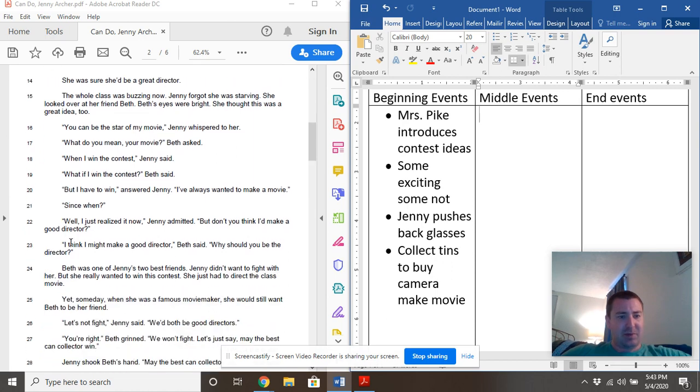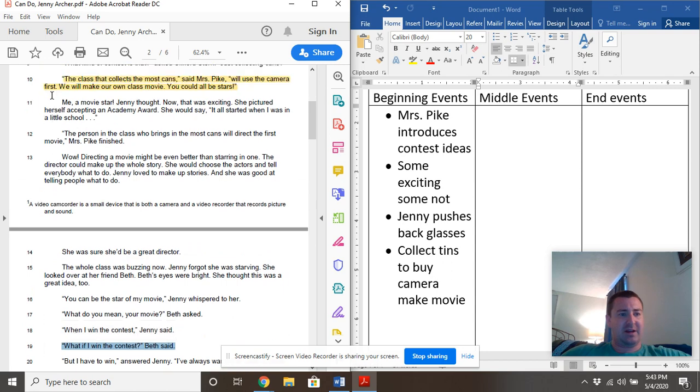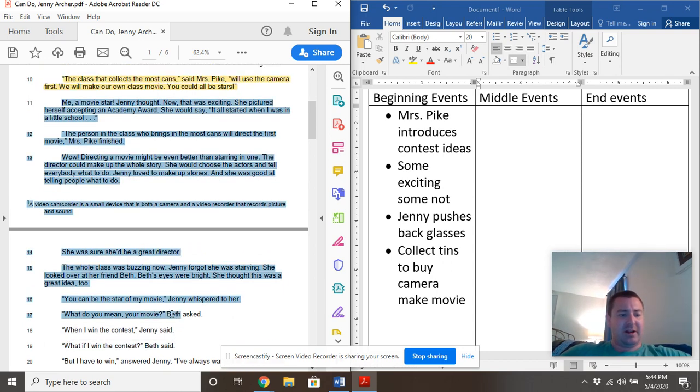Let's go ahead and pause here at paragraph 19. So we read from paragraph 10. Let me highlight this for you. Down to it's paragraph 11, down to paragraph 19. And this is kind of the middle events of our story. So you should have some evidence in here. One, two ideas. I want you to jot those down in the middle events.